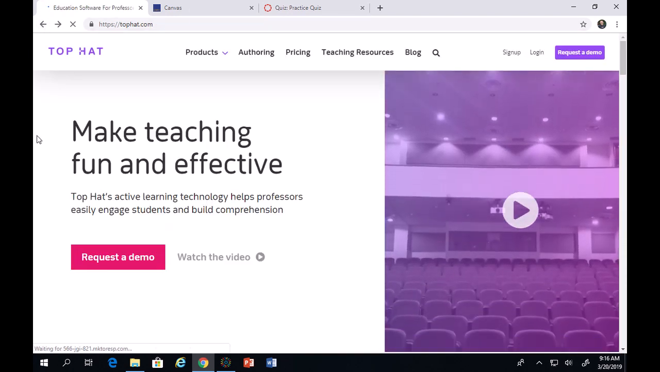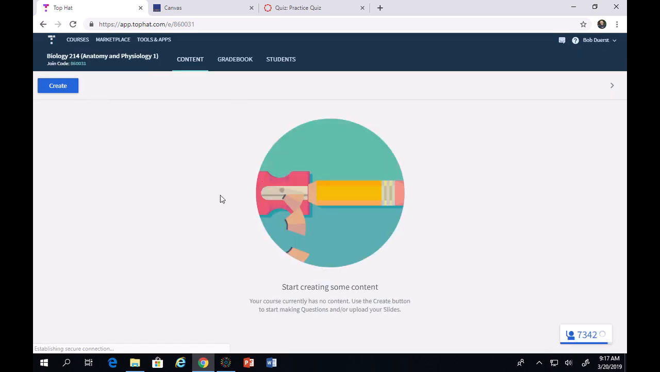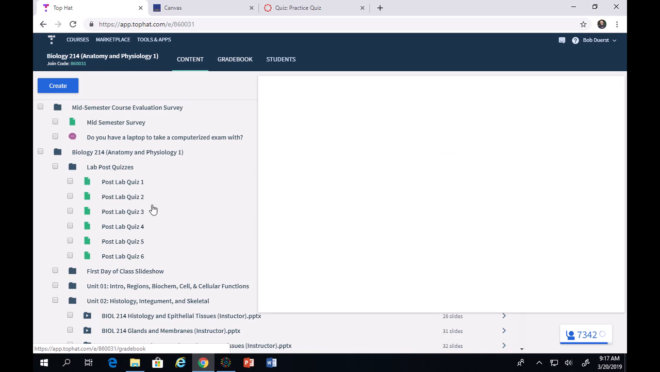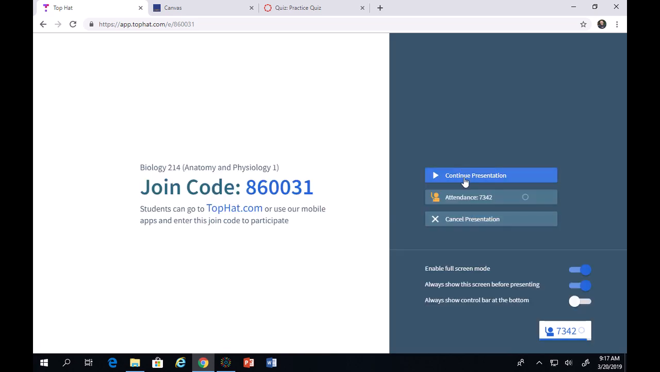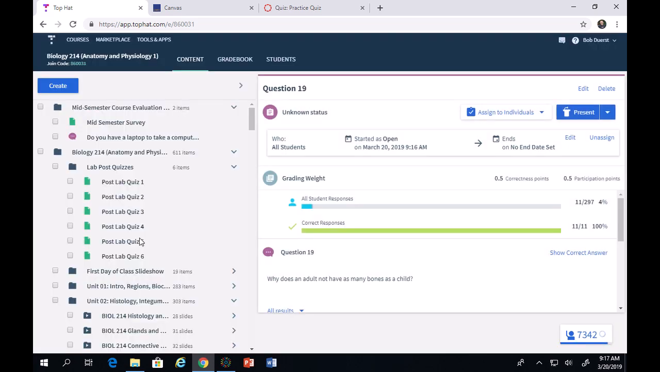Wrong button. Let's show a few more examples. So let's see here. Cancel presentation.